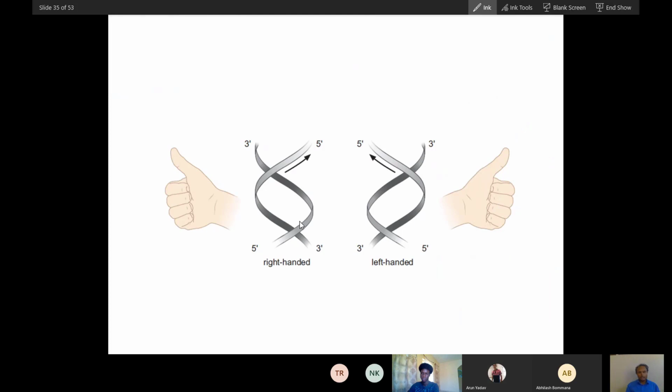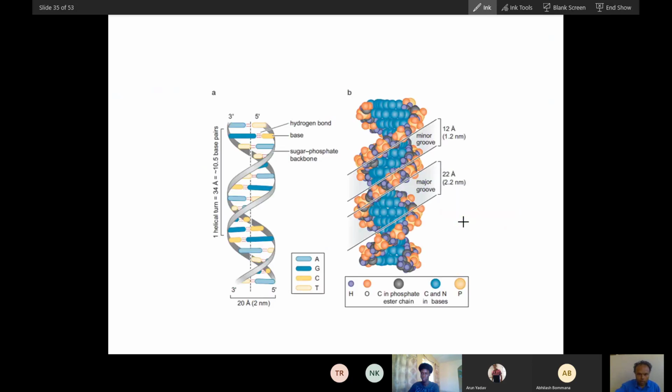You can imagine this is right-handed. If you do your hand like this, this folding is right-handed, and if you do it like this, it is left-handed. So this is the right-handed DNA helix, and this is a left-handed helix. You can compare this with this. So this is a right-handed double-stranded helix.